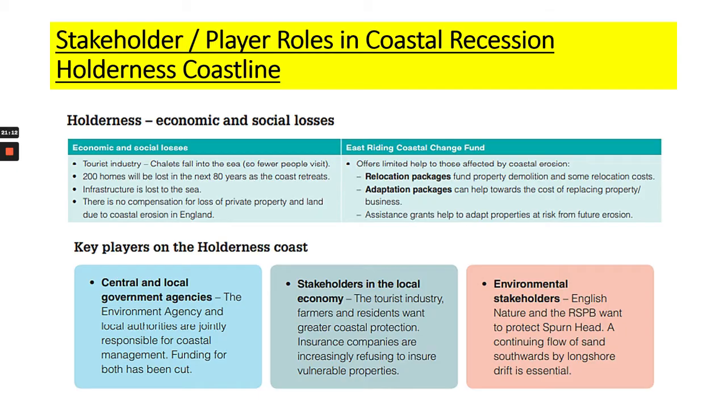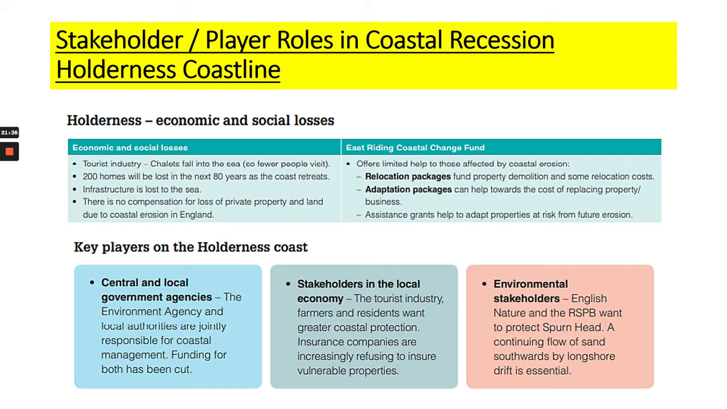So the tourist industry, we've had chalets and holiday apartments fall into the sea, so fewer people are visiting. 200 homes will be lost in the next 80 years as the coast continues to retreat. Infrastructure therefore is lost to the sea, and there's no compensation of private property because people struggle to actually get insurance to compensate for it.